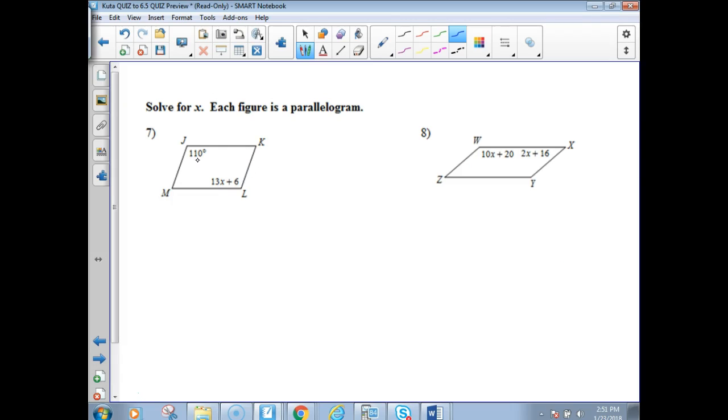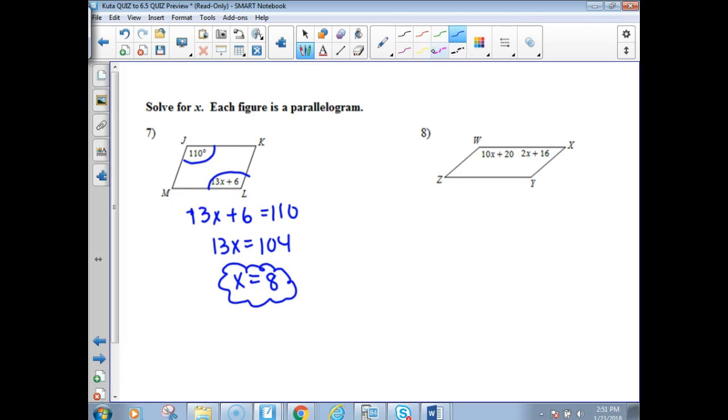In a parallelogram, the property we are going to use for this problem is that opposite angles are congruent. So, 13x plus 6 is equal to 110 degrees. We subtract 6, so we get 104. Divide by 13. Is that 8, right? All right, so x is 8.